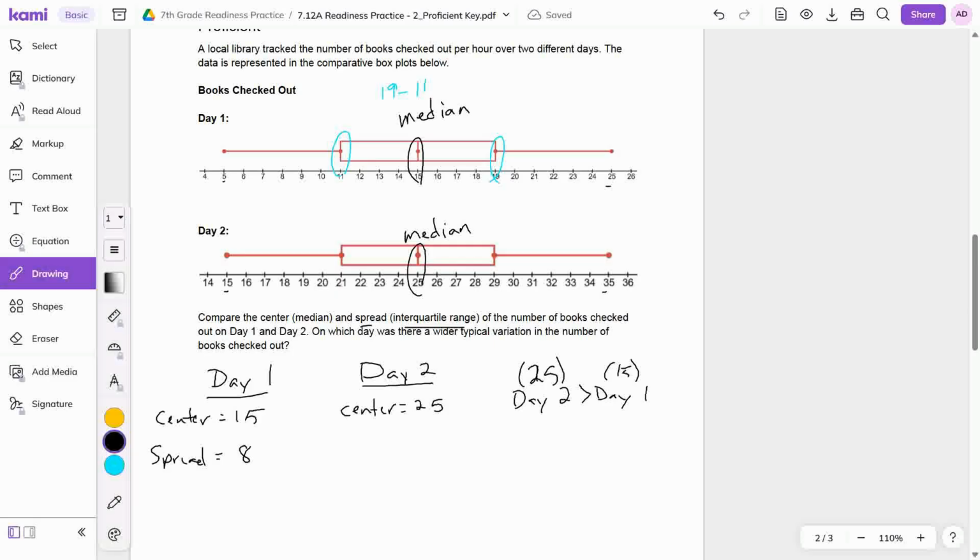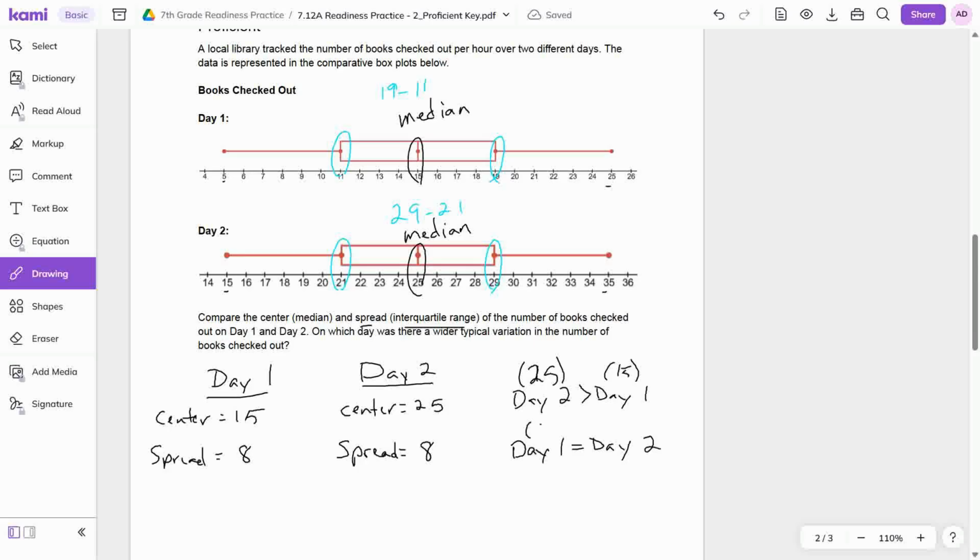And then we could do the same thing over here. We can do spread. And that's going to be 21, 29, 29 minus 21. So that one is the same distance apart, so the spread is going to actually be the same. Now, everything on day 2 is like 10 books higher, but we can say day 1 equals day 2. So when we compare those two, we actually get the same interquartile range, which shows the spread of the most central 50% of the work there.